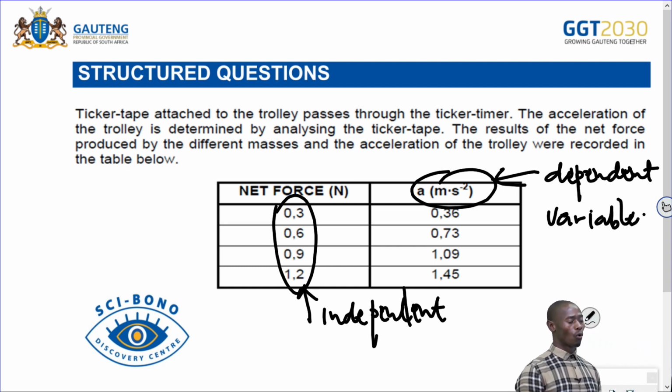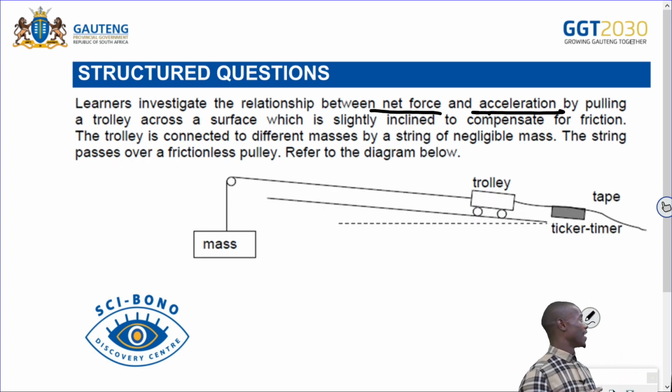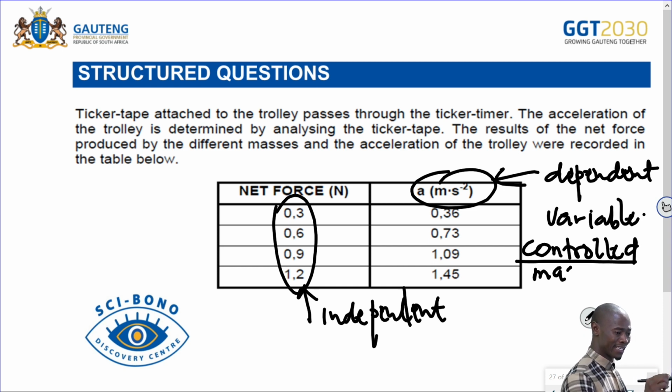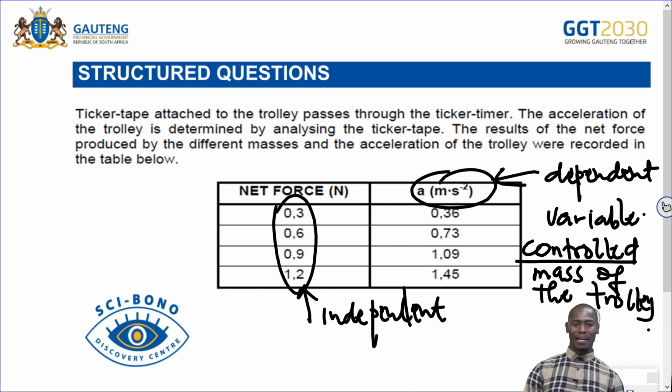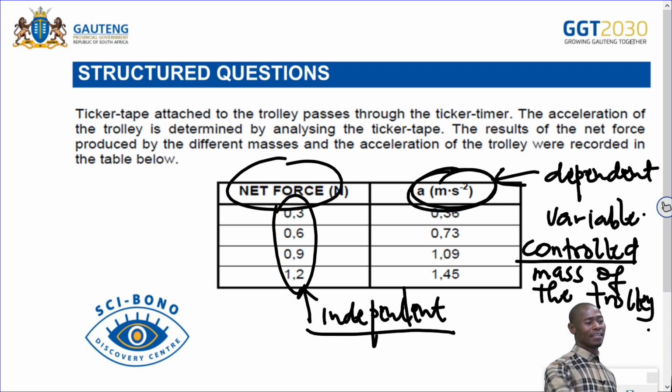Okay, so what was controlled here? Remember, check here: let us investigate the relationship between the net force and the acceleration by pulling a trolley across. So the acceleration is of the trolley. What we are dealing with here is the trolley. So what was kept constant, the controlled variable, is the mass of the trolley. The mass of the trolley was kept constant. Independent variable is the net force. Dependent variable is the acceleration.